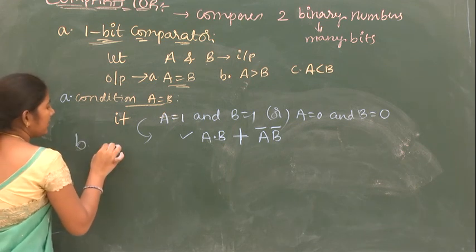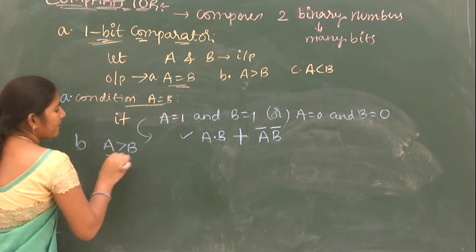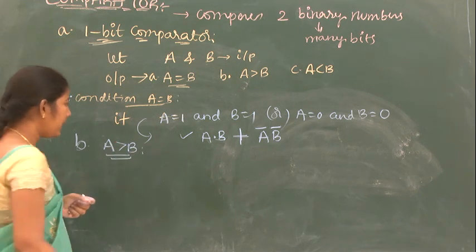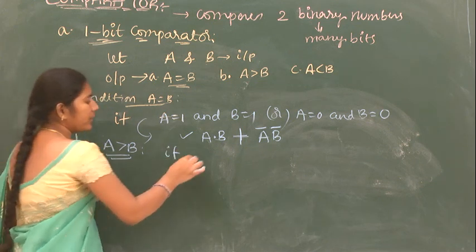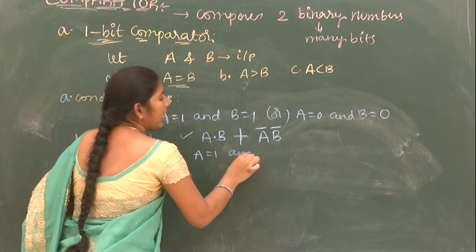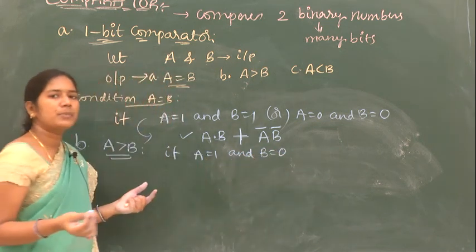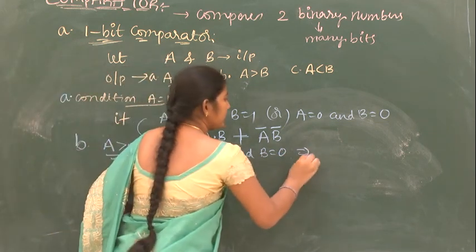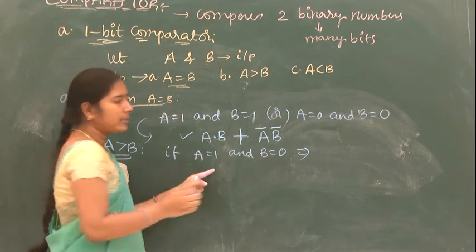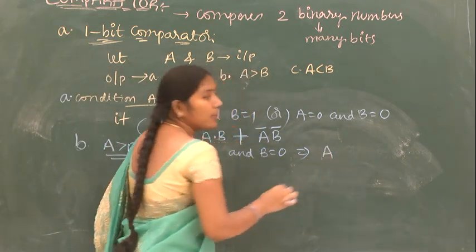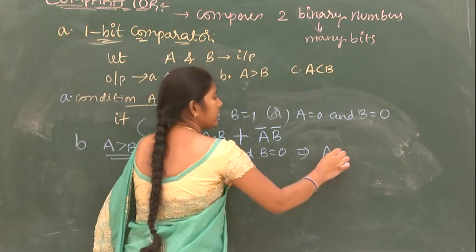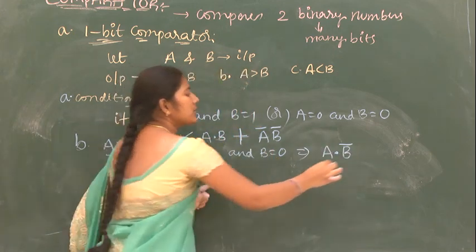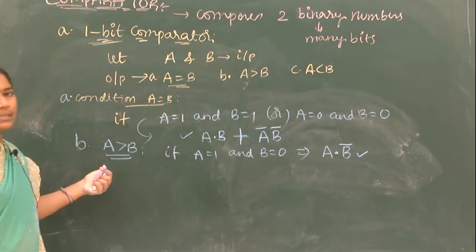That is, the next case is A greater than B. Directly we can say that if A is 1 and B is 0, there is no other option. If A is 1 and B is 0, directly we can say that A is greater than B. So for this, we can write the A value as 1, right? So A I will consider in uncomplemented form and B is 0, so B I will consider in complemented form. So this is the logic expression for the second case.